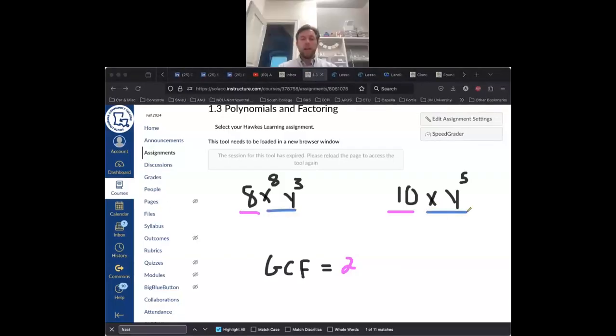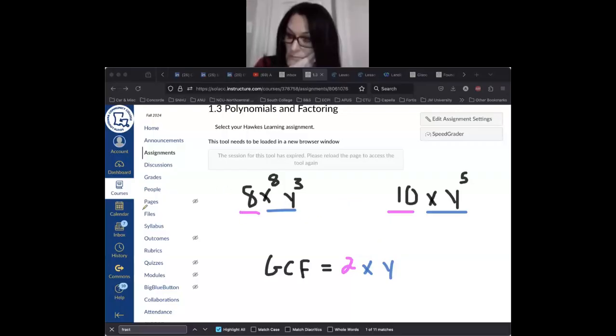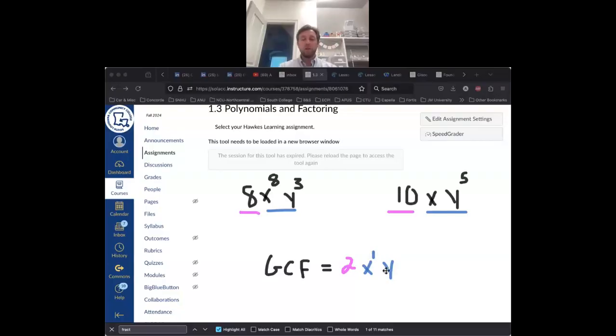Then you move to the variables. What variables do they have in common? X and Y. Now look at the exponents. We're at the X, so we look at the x to the 8th and then the plain x. What's the lower exponent? It'd be 1. Perfect. See? You're remembering the rule. I was quizzing you with a trick question. Just a plain x is x to the first, so we can leave it as just a plain x.